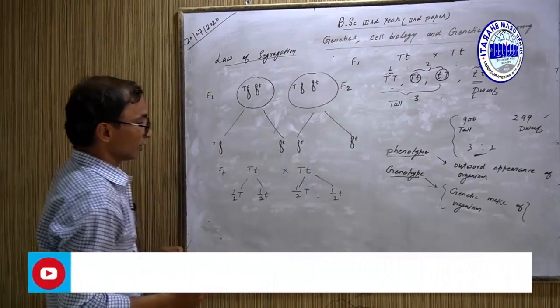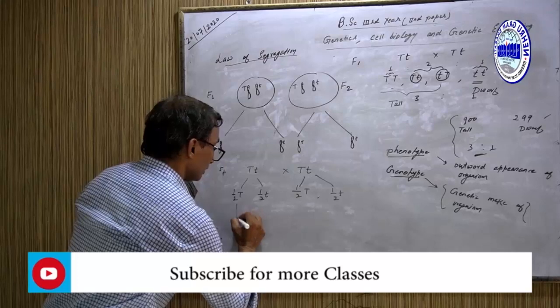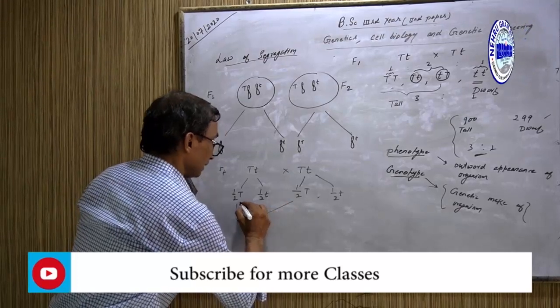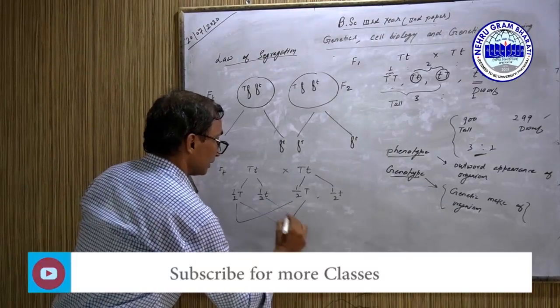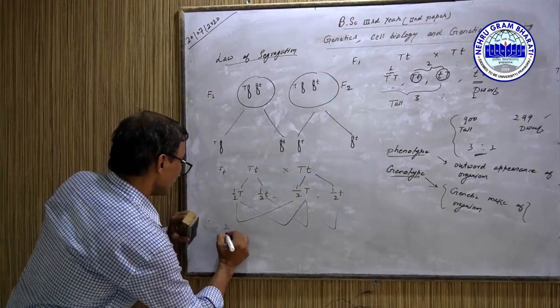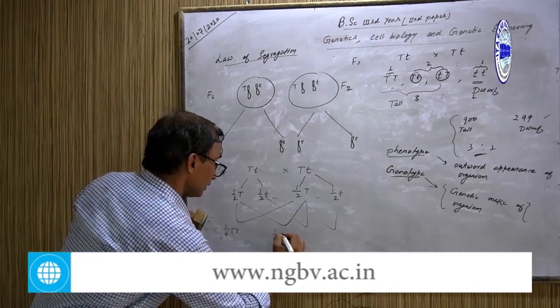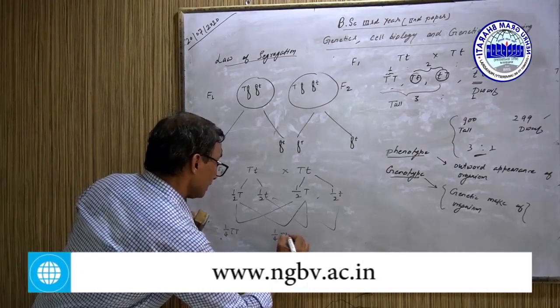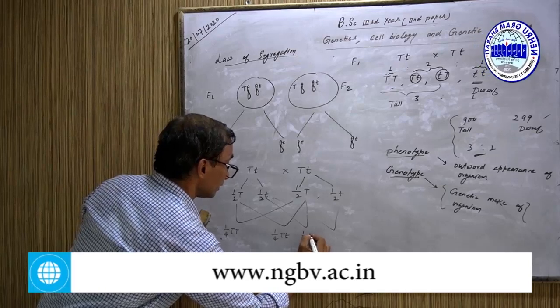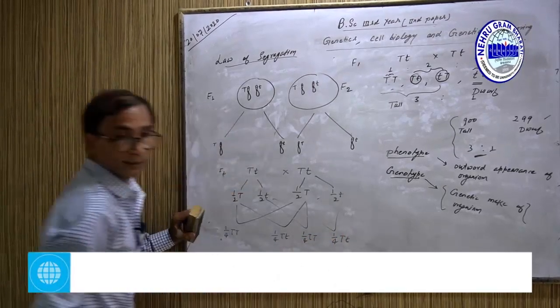So those were the gametes. Then you conduct this, this, then this, then this. Then what do you find? You find 1/4 TT, then you find 1/4 TT. Is that clear?